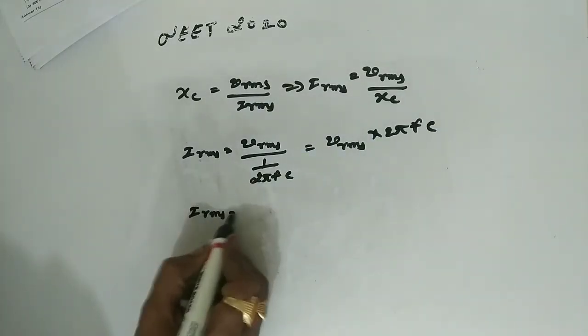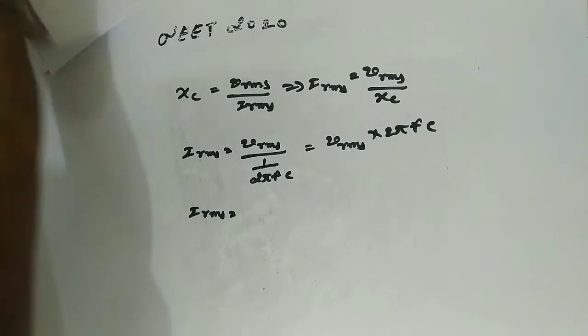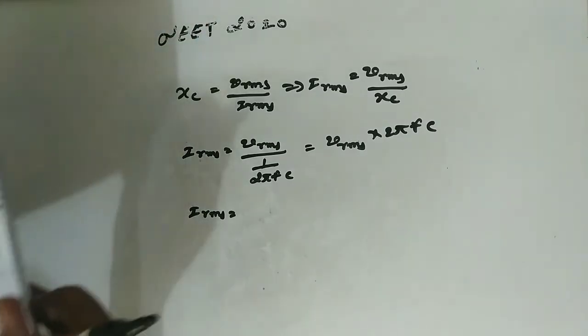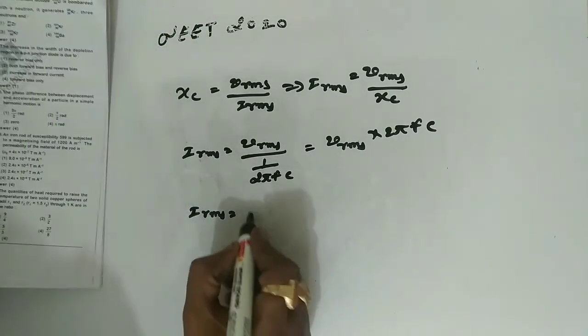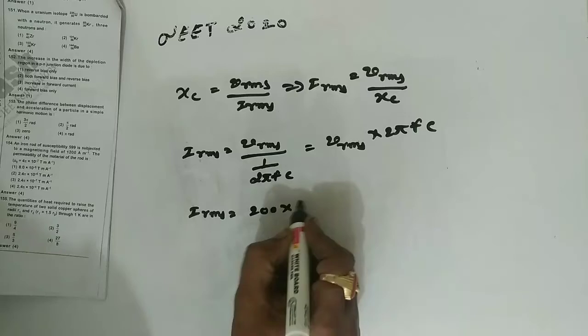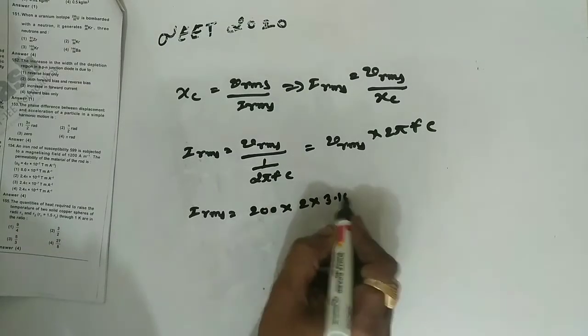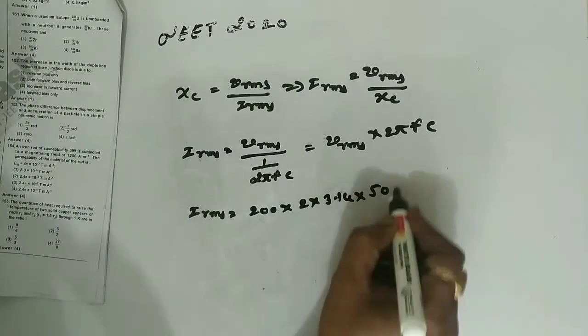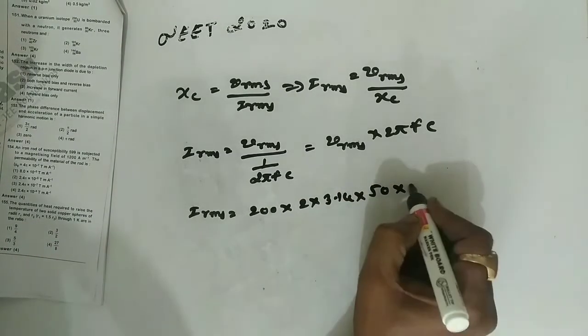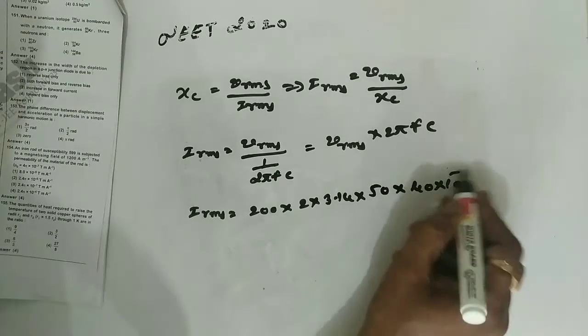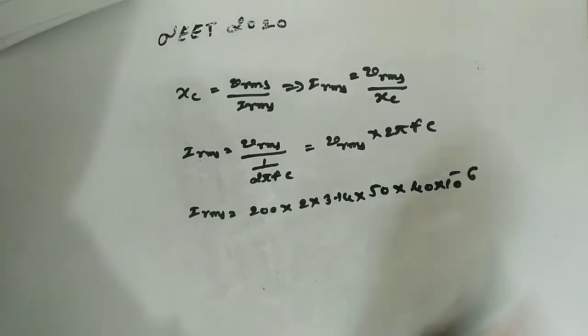What is the RMS value of voltage? How much has he mentioned? 200 volt. Is it clear? He has mentioned 200 volt. 2 pi, 2 into 3.14. What is the frequency of AC? 50. What is the capacitor value? 40 microfarad. Now these are the factors.